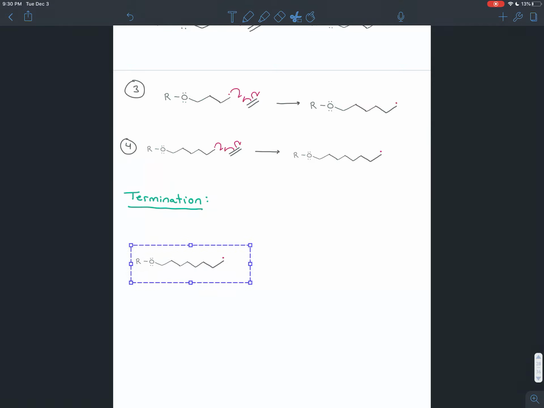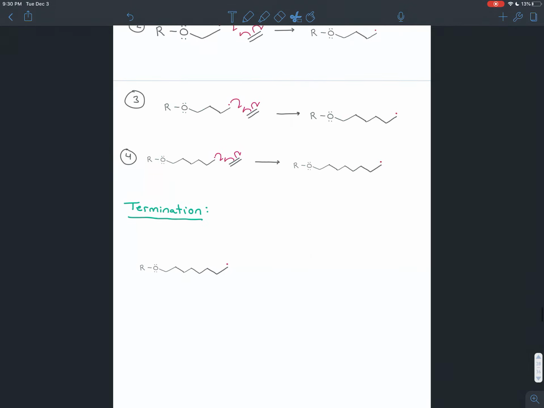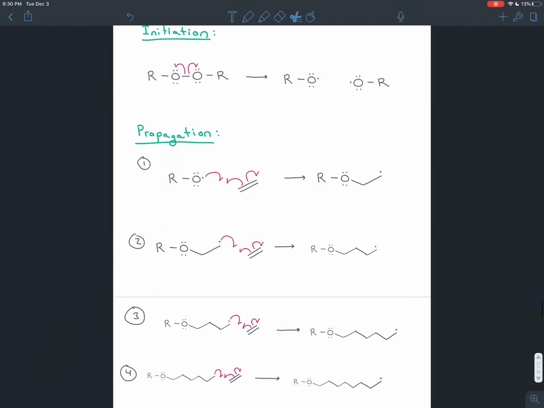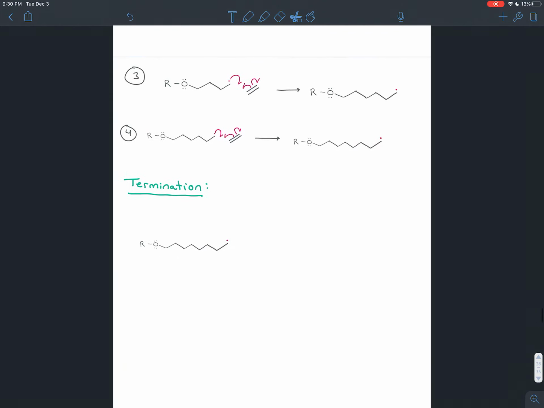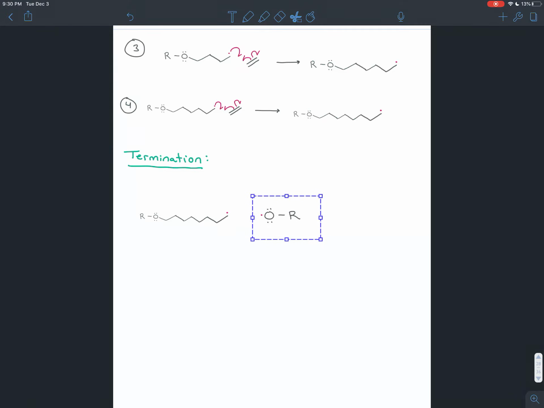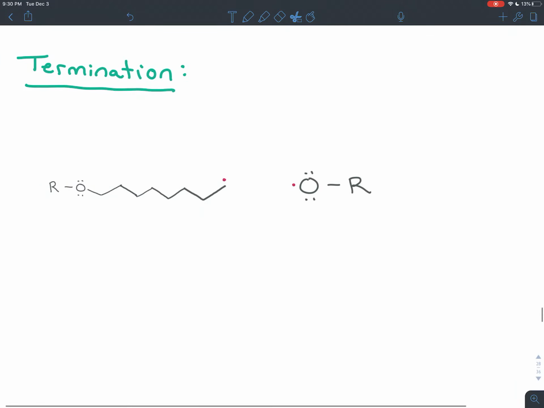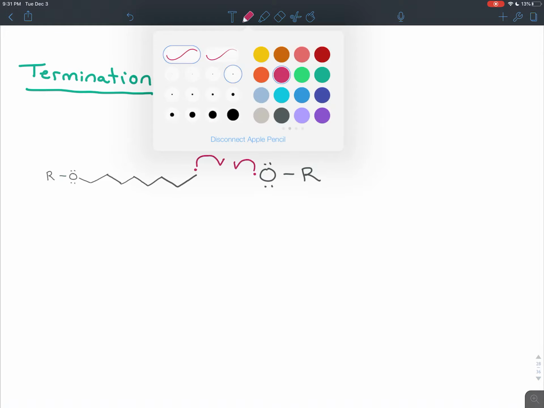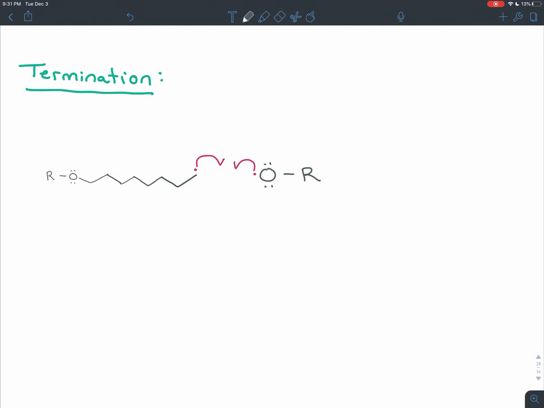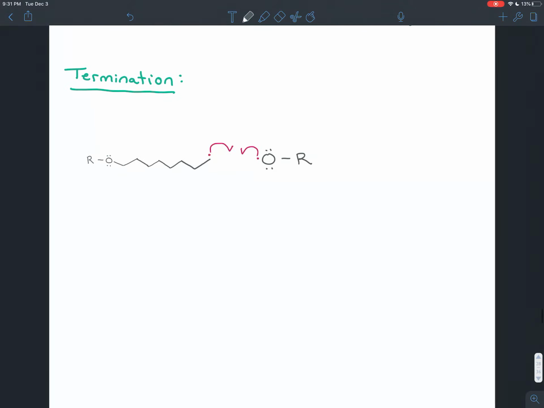Now, we'll draw this here, and to simplify this, instead of having a whole other chain, let's use the other radical from the peroxide to cap this end off. So remember, in these termination steps, 2 radicals come together to stabilize each other. This one radical will contribute 1 electron. The oxygen in the peroxide will contribute another electron. Those will pair up and end or terminate this polymerization reaction.